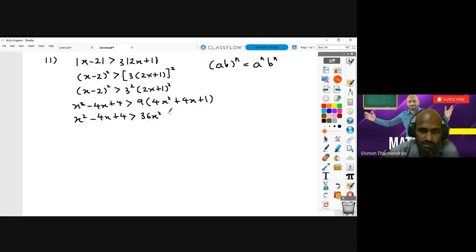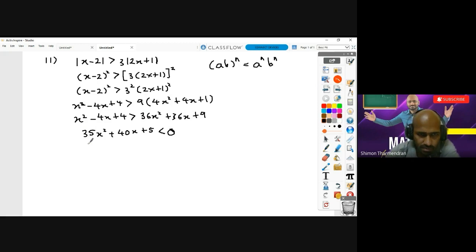$36x squared plus 36x plus 9. So you've got to bring all over to one side. We've got 35x squared and then plus 40x, and what's that going to be? Plus 5, right? When I bring it over there, I get less than 0.